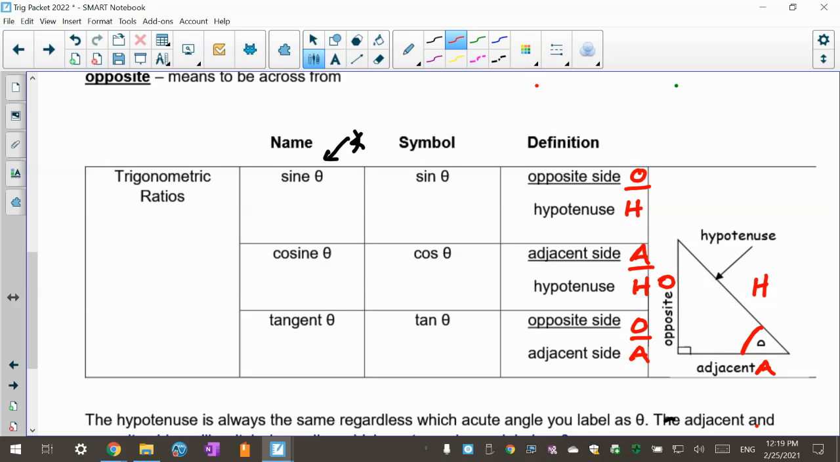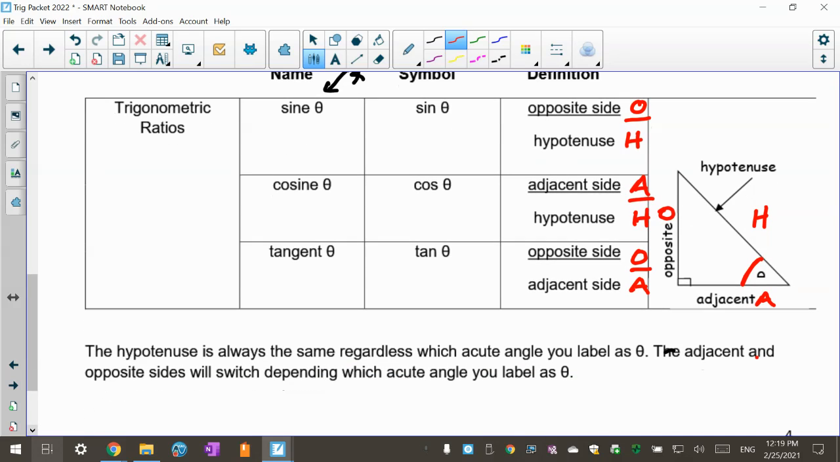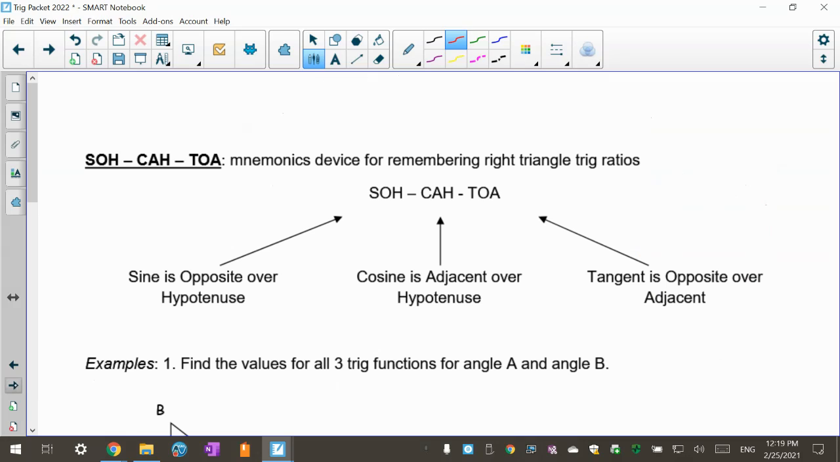So I know probably a lot of you know this. I just wanted to make sure that we were clear, okay? The hypotenuse is always the same, regardless of which acute angle you label as theta. The adjacent and opposite sides will switch depending on the acute angle you label as theta. So that's what I wanted to tell you about. All right, so let's look at the next thing.